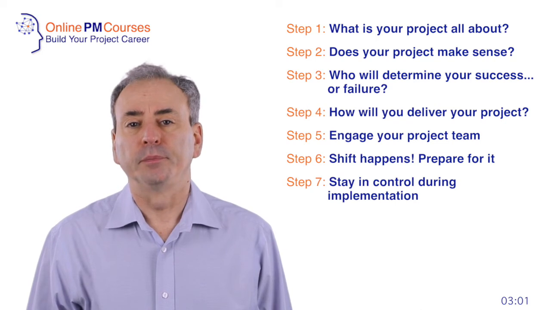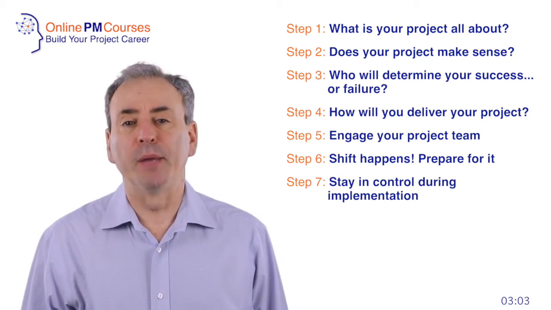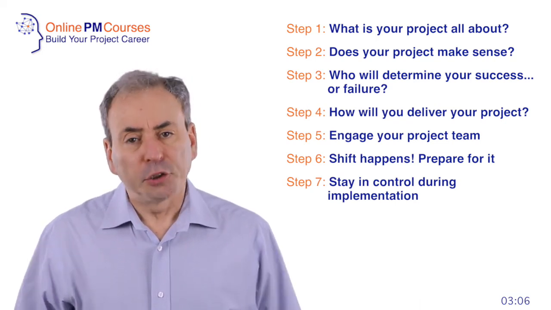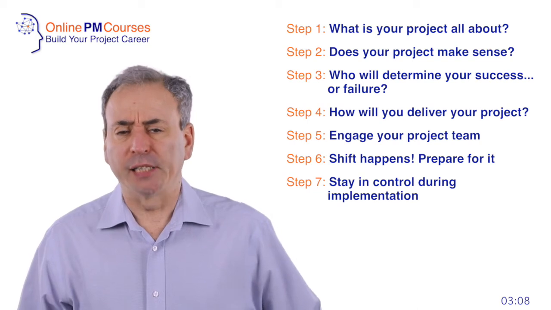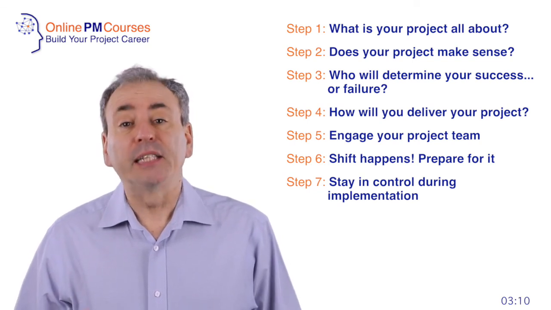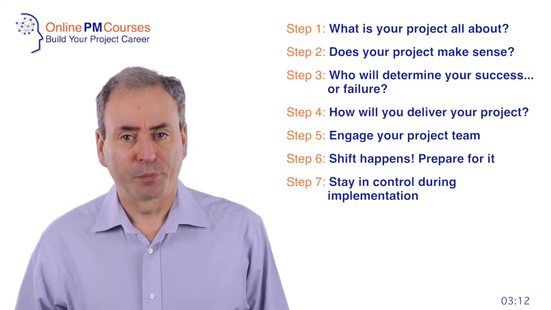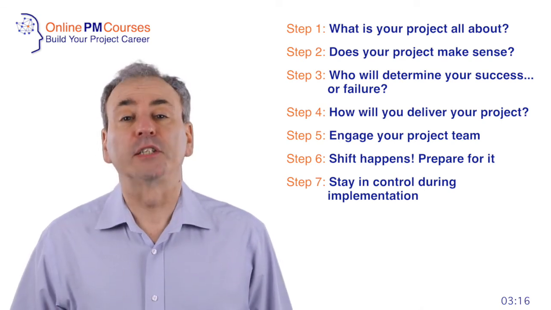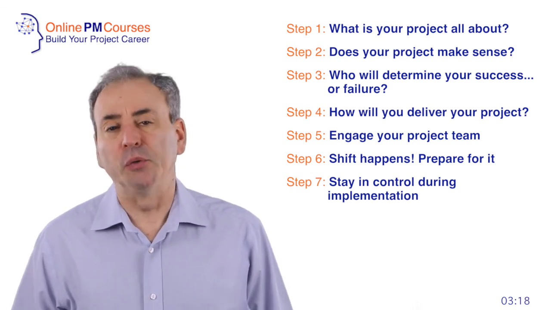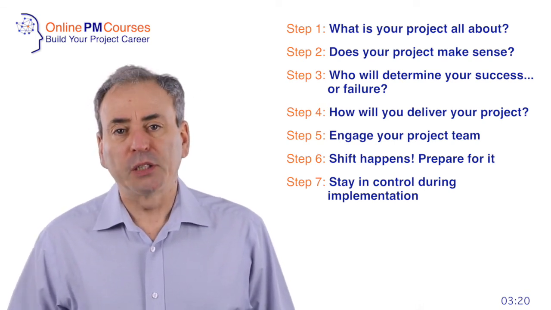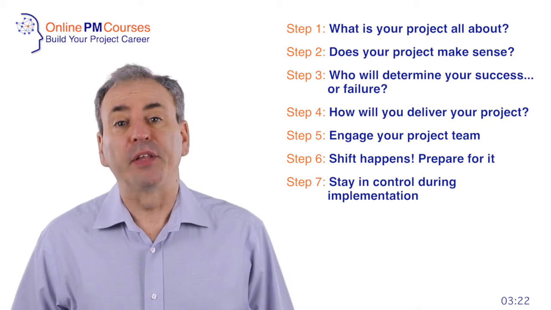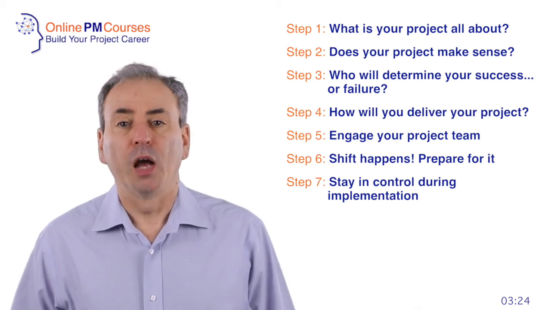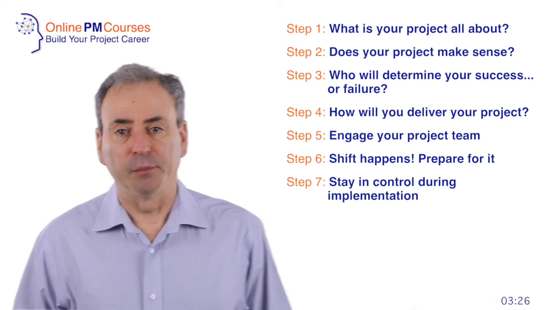Step 7. Stay in control during implementation. During the implementation stage of any project is when things happen at a tremendous rate. You need to have a mechanism for staying in control, for monitoring what's going on and making any corrections that you need. It's also at this stage that you'll be thinking about things like reporting and controlling requests for change.